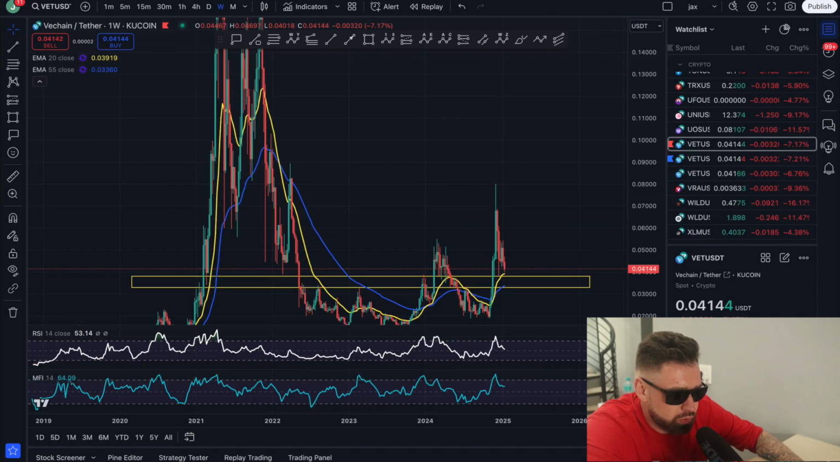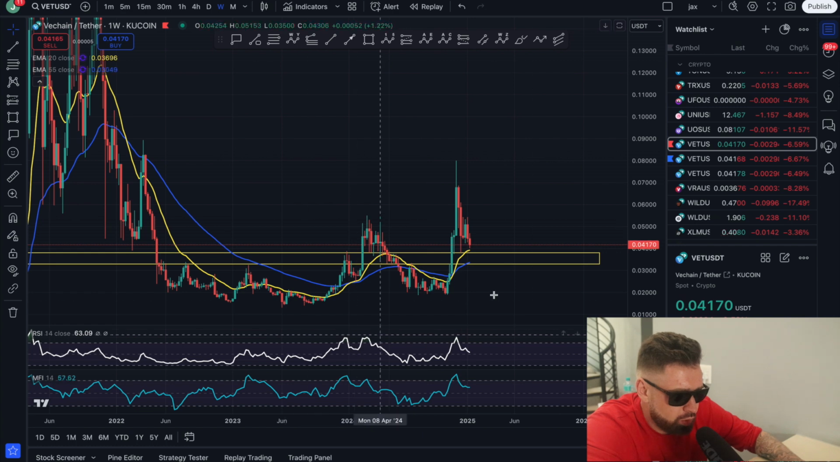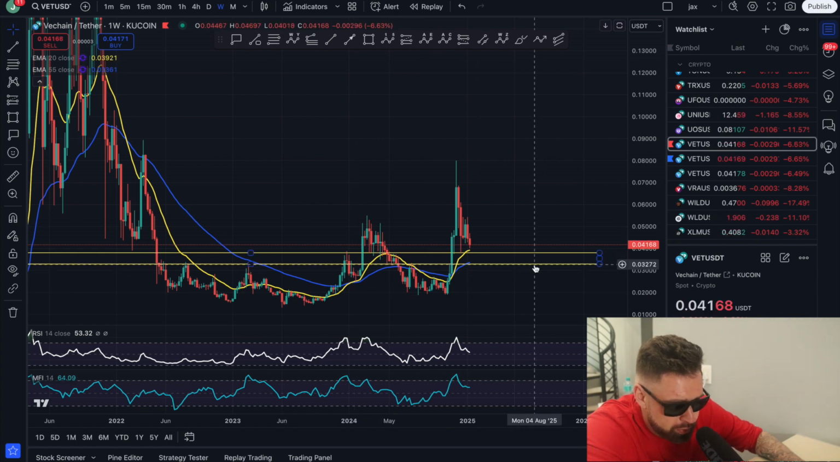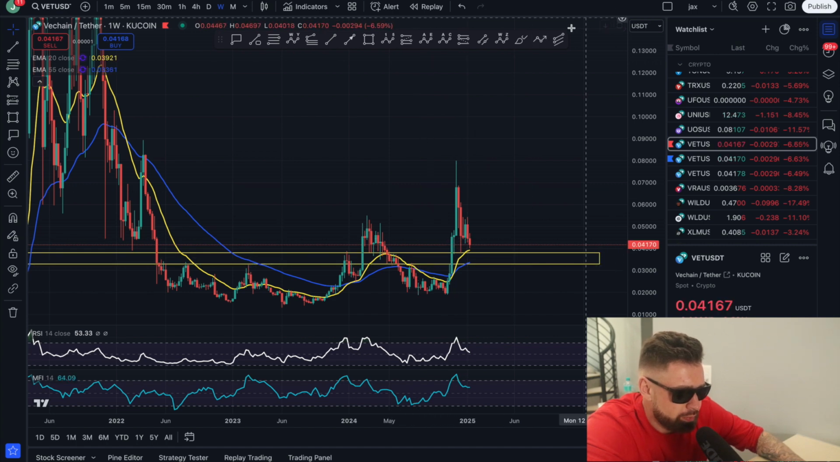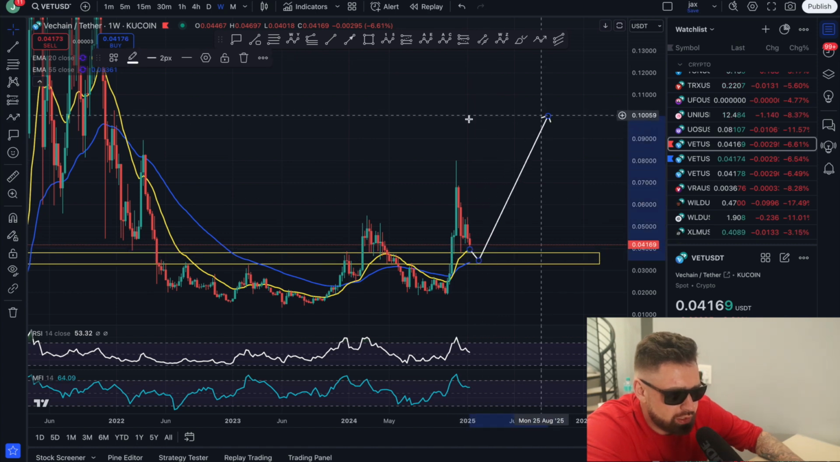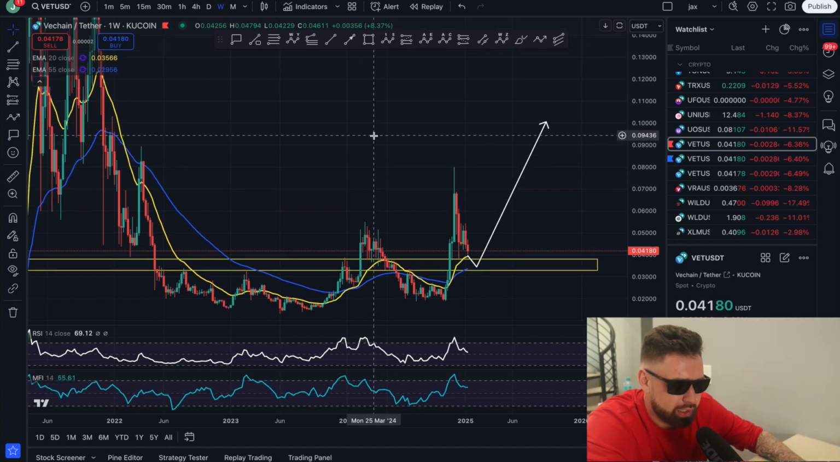So if we zoom out to the weekly chart, we're just coming back to retest the 20. So we want to hold this support zone here, see about 0.032 up to about 0.037, and then see the bounce back to the upside, hold those weekly EMAs as we've already printed the bullish cross, and then see continuation back to the upside. That's what we're looking at for Vechain.